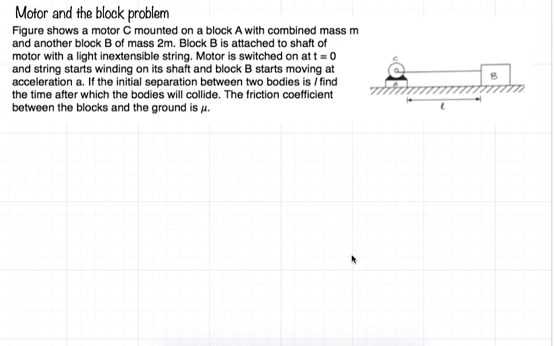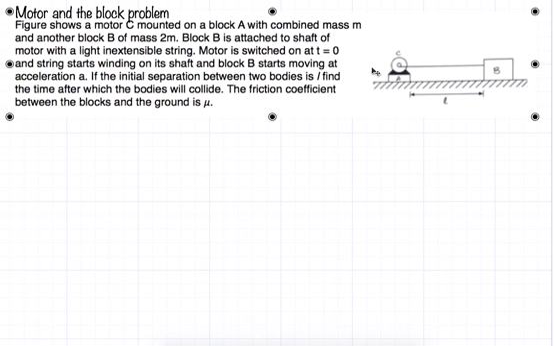Okay, I hope you have gone through the problem, and in this problem there are two systems. This is the system A plus C, and this is another system B. In this problem we'll take A plus C as the same system. It's a rigid body, so there is no problem of taking this as a system, and this is also a rigid body, and the mass of this is m and mass of this is 2m.